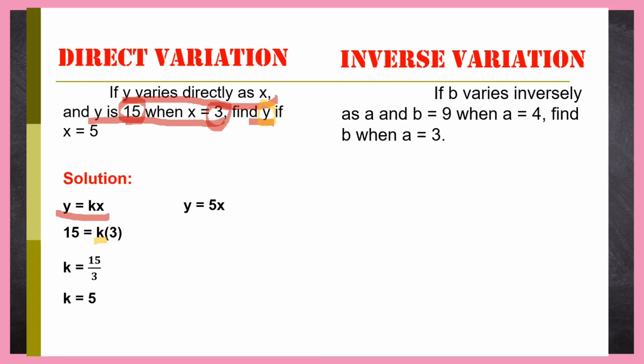Then, all you have to do to get the value of y here is substitute the value of x in our equation of variation. So, we have to find y if x equals 5. Let us substitute the value of x, which is 5. So, we have 5 times 5. The value of y is equal to 25. So, y equals 25 if x is equal to 5.